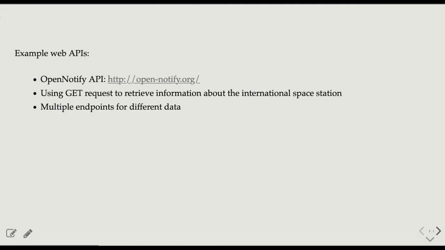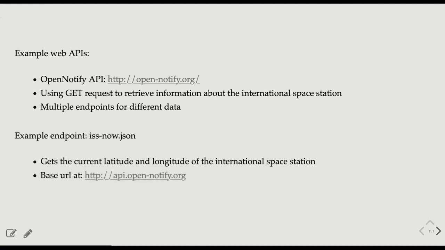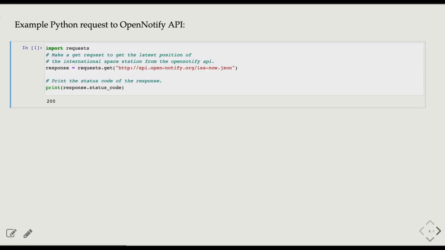Let's look at an example web API at Open Notify. At this particular opennotify.org, you can send a GET request to retrieve information about the International Space Station. There are multiple other endpoints there for different types of data, but let's first take a look at this particular endpoint, iss-now.json. This particular endpoint offers information about the current latitude and longitude of the International Space Station. We can import the requests library, and then by using the .get method, we send a GET request to this specific endpoint here, and we know this endpoint is about the latest position of the ISS.